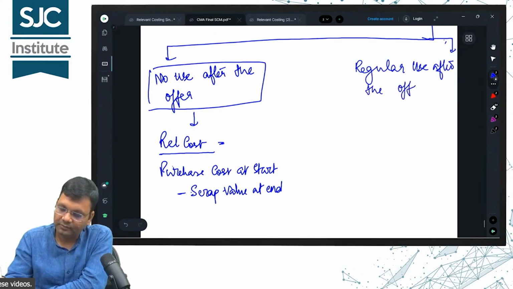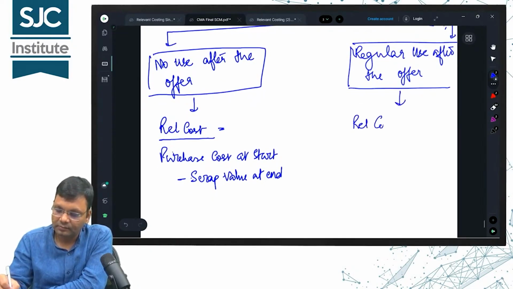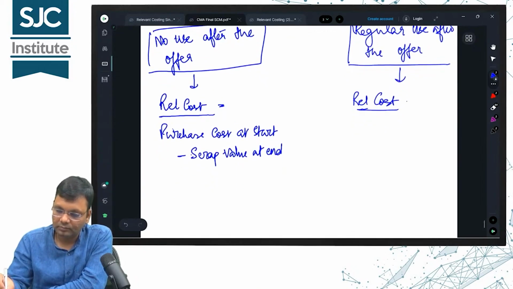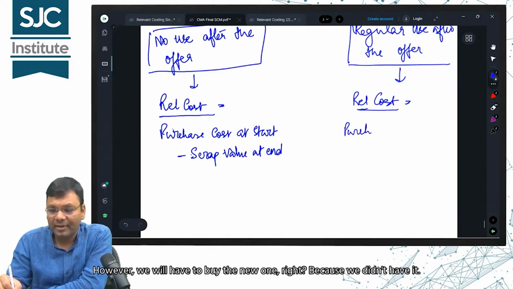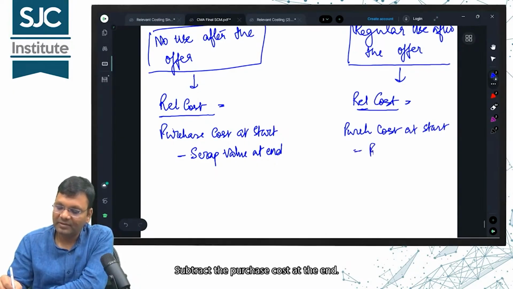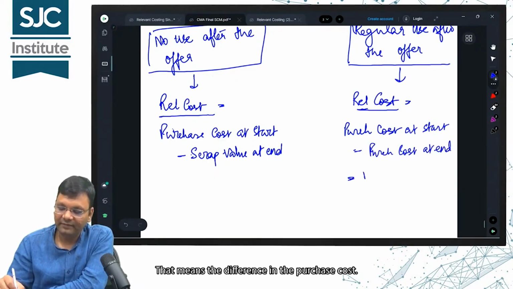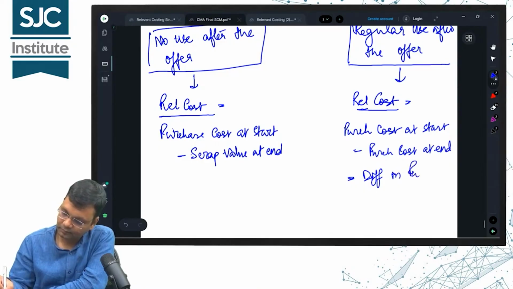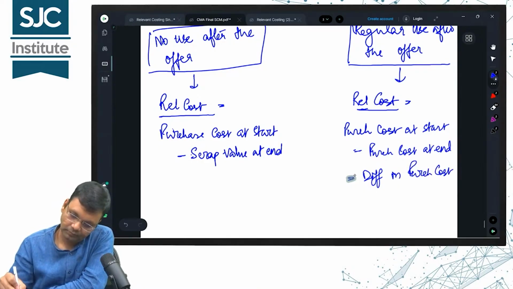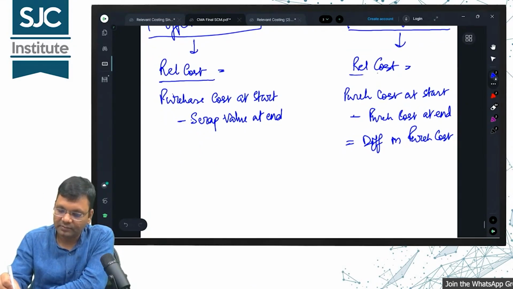The second case is regular use after the offer. What will be the relevant cost then? We will have to buy the new one, right? Because we didn't have it. So then we will not scrap it. After the purchase cost at the start, we will buy it ourselves. Subtract the purchase cost at the end. Is it clear? That means the difference in the purchase cost. The relevant cost would be the difference between the purchase cost at the start and the purchase cost at the end.